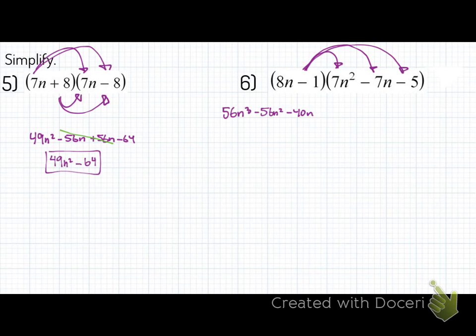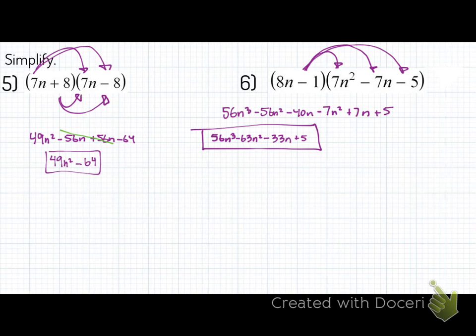You see that? So you got negative 1 times 7n squared is negative 7n squared, plus 7n, plus 5. You see that? Combine like terms. Largest exponent is n cubed. We got 56n cubed. Then we have n squareds. We got negative 56n squared, and then negative 7n squared is going to be negative 63n squared. We got negative 40n plus 7n, I'm sorry, negative 33n, all plus 5. Okay?